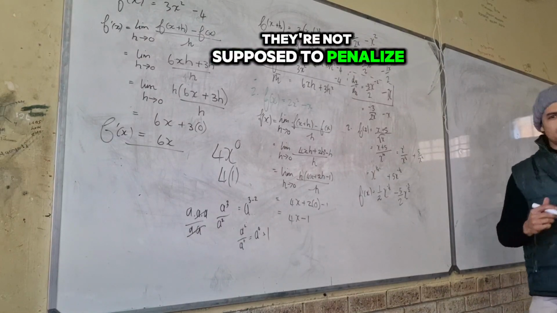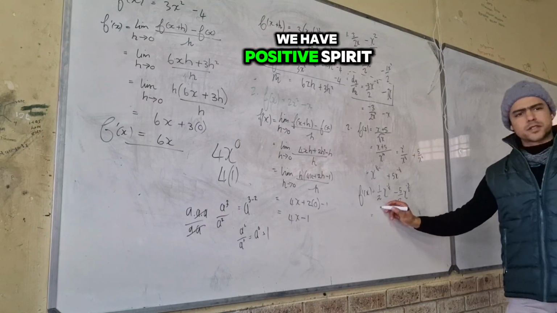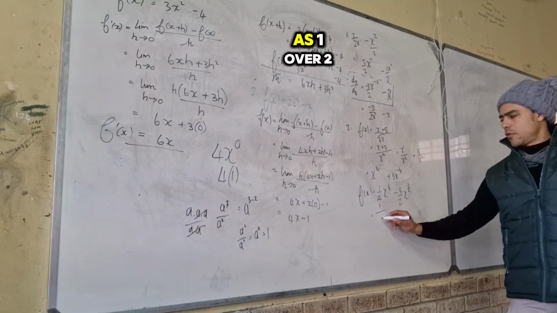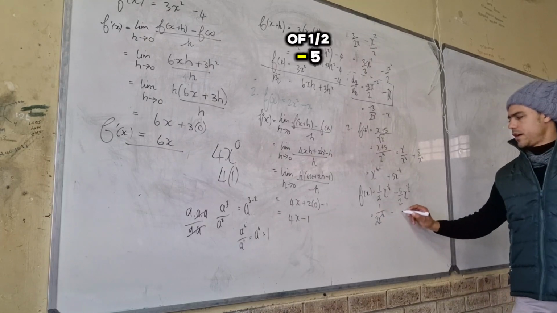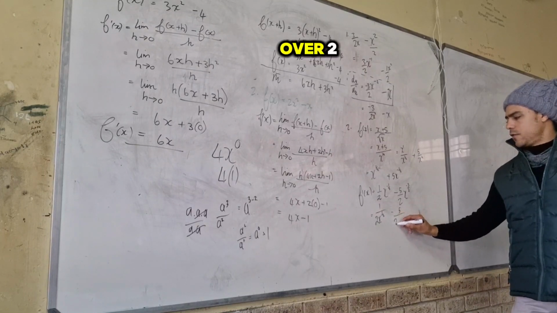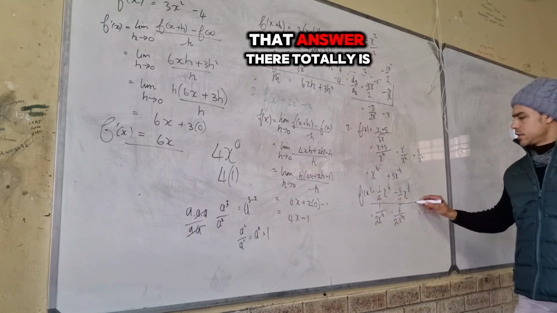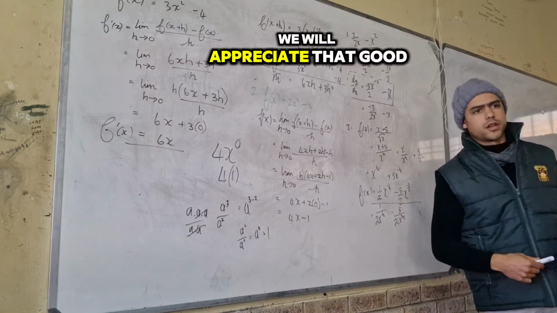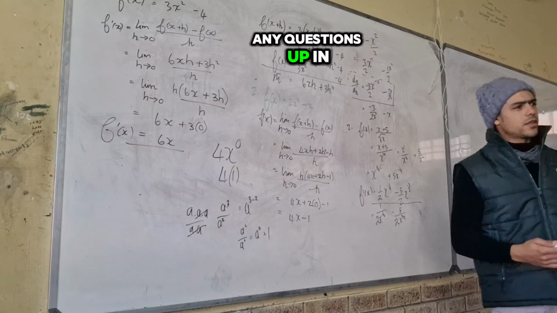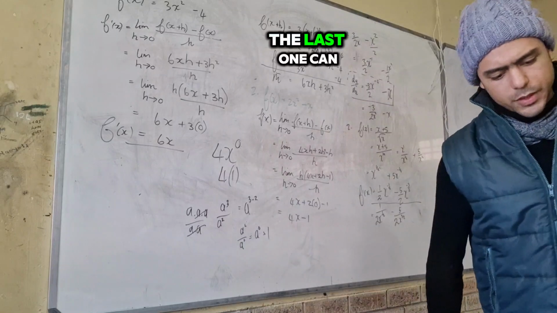They're not supposed to penalize you. But because we have a positive spirit, let's write it as 1 over 2x to the power of a half minus 5 over 2x to the power of 3 over 2. That answer there is totally sufficient. If you want to go with the extra step, we will appreciate that. Good. Any questions up until there? We good? Yes. So, last one.